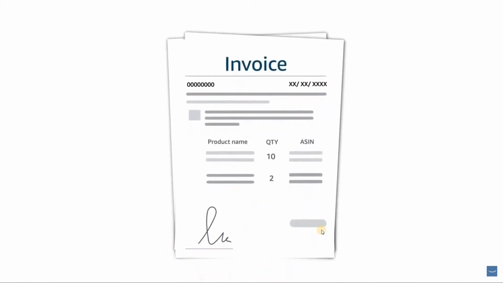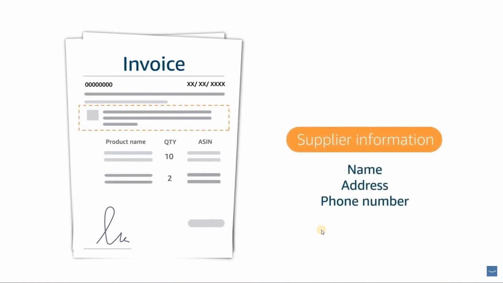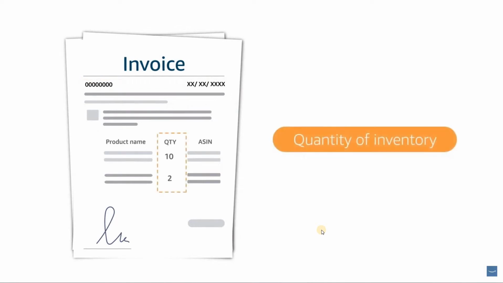Invoices must be clearly identifiable and must include details like your name and address, supplier's name, address, and phone number. It can be beneficial to add supplier information within the appeal in order to help investigators verify the distributor's supplier credibility. Include details like issue date, invoice number, quantity of inventory, product names, ASIN.